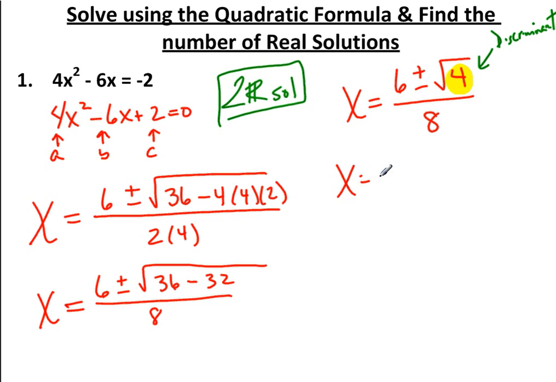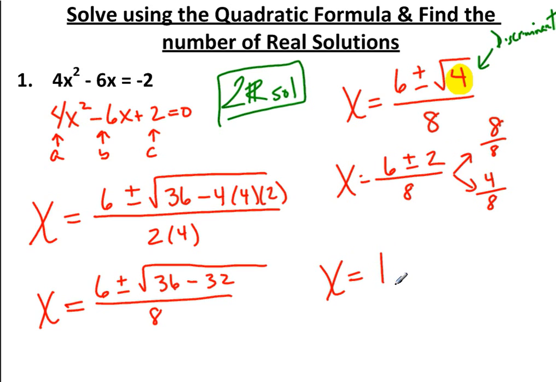I'm going to get x equals 6 plus or minus square root of 4 is 2 over 8. Okay, I'm going to get 2 answers. 6 plus 2 is 8 over 8. 6 minus 2 is 4, and then we have it over 8. So my 2 solutions, which are both real numbers, 8 over 8 is 1, and then 4 over 8 is 1/2. So those would be my 2 real solutions.